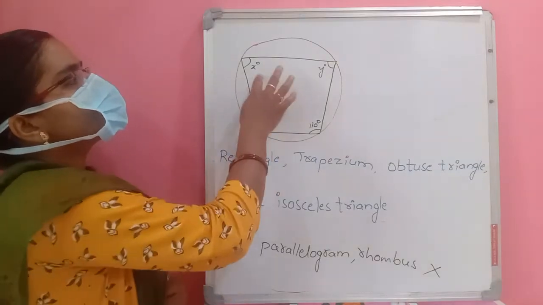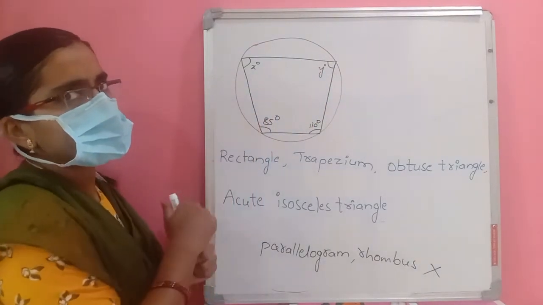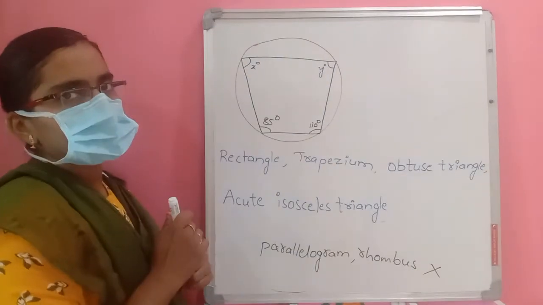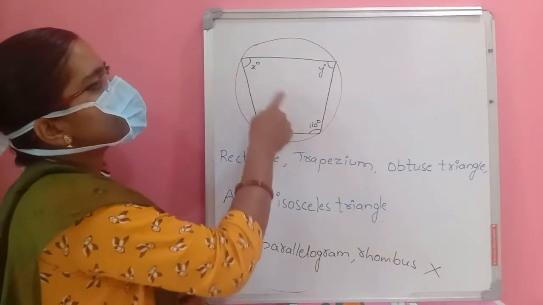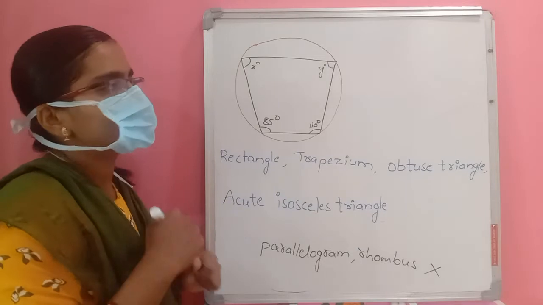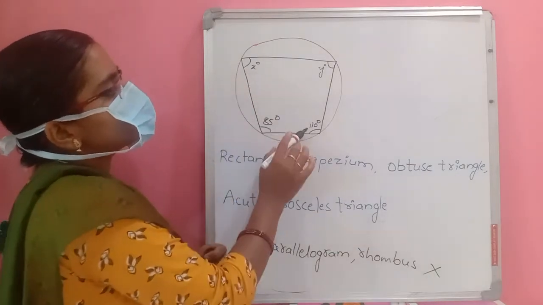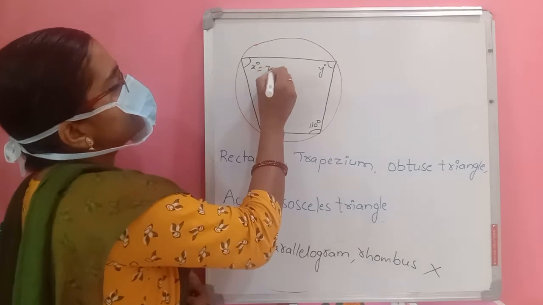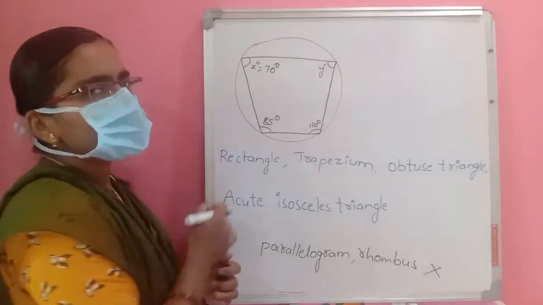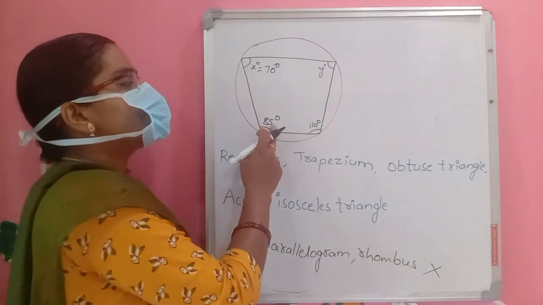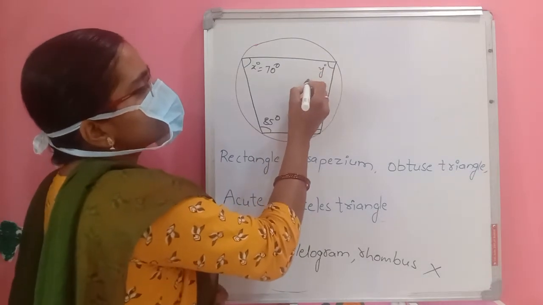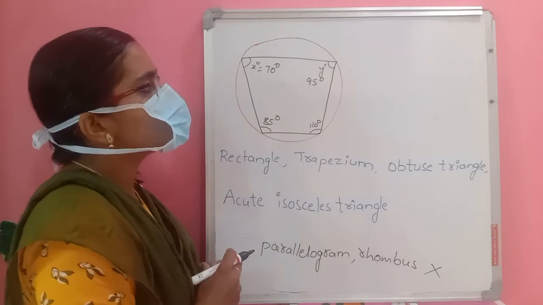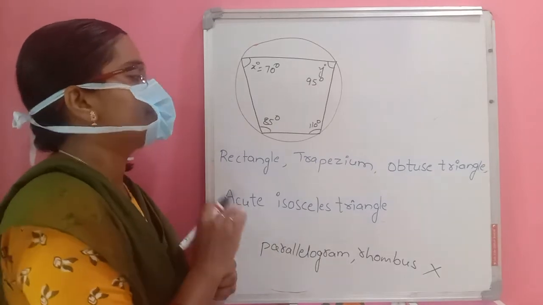From this we have to find out x and y. From this diagram we can come to know that this is a cyclic quadrilateral. We know that the sum of opposite angles in a cyclic quadrilateral is supplementary. So supplementary means x plus 110 becomes 180. When this is 110, x is 70 degrees. 110 plus 70 is 180. When this is 85, the opposite angle is 95. Then 85 plus 95 is equal to 180 degrees. So simply we can find out.